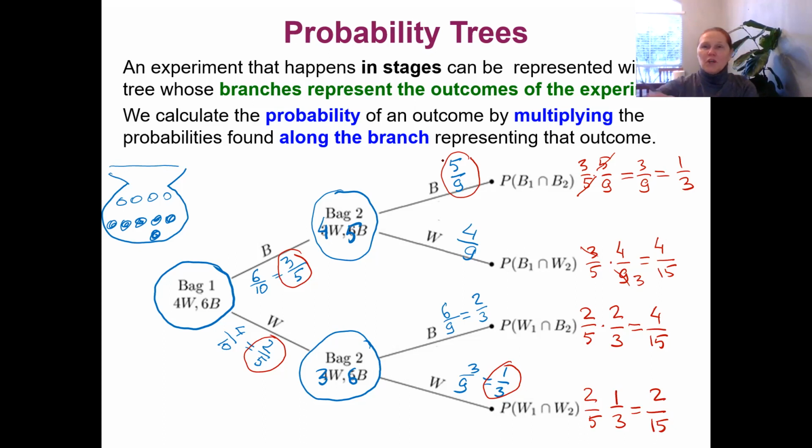And we can check the answer by adding all the probabilities for all 4 outcomes. 1/3 plus 4/15 plus 4/15 plus 2/15 will be 15/15 or 1, and the probability of the sample space of all possible outcomes is 1. So it must be.